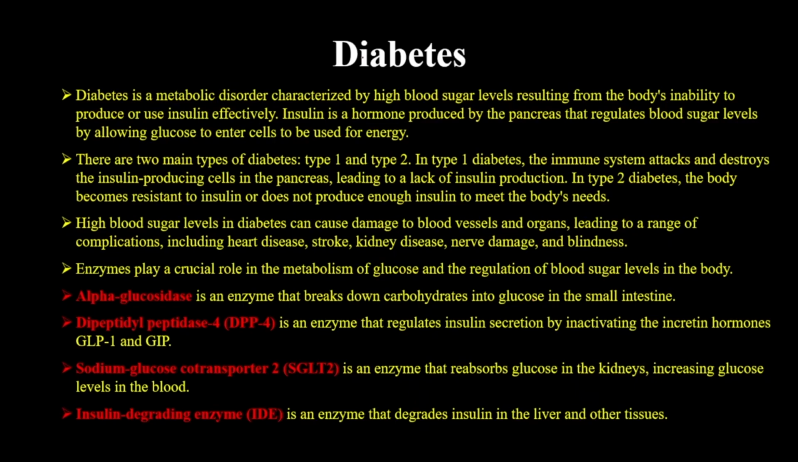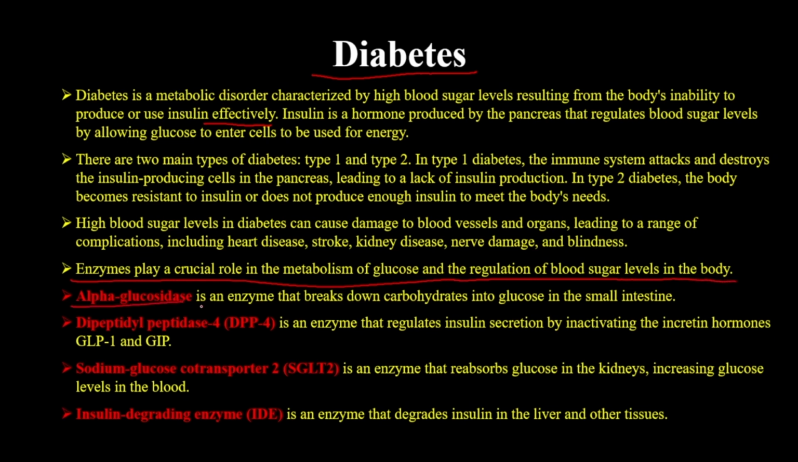Then we have another disease, which is called diabetes. So diabetes is a metabolic disorder characterized by high blood glucose level resulting from the body's inability to produce or use insulin effectively, right? And there are several things you can use. Enzymes play a crucial role in the metabolism of glucose and regulation of the blood glucose level in the body.